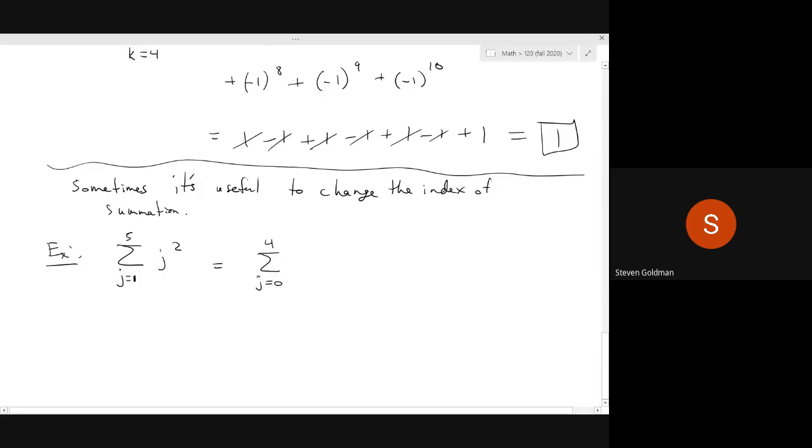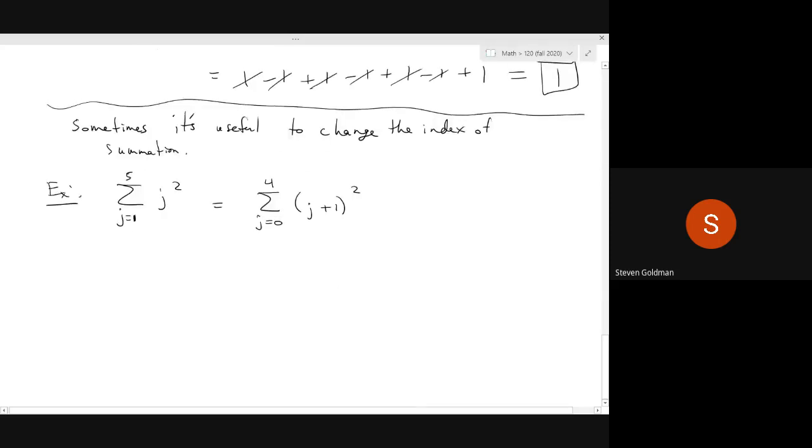And to finish compensating, because I went down by 1 at the index, by the expression itself, I have to go up by 1. So here, this has to go up by 1, j plus 1 squared. Okay, so whatever amount I go down by or up by in the index of summation, I have to do the reverse with the expression that I'm summing. Okay, and let's check to make sure that these two things are equal.